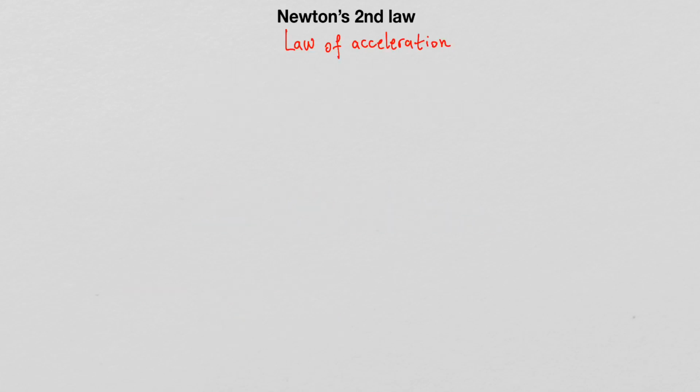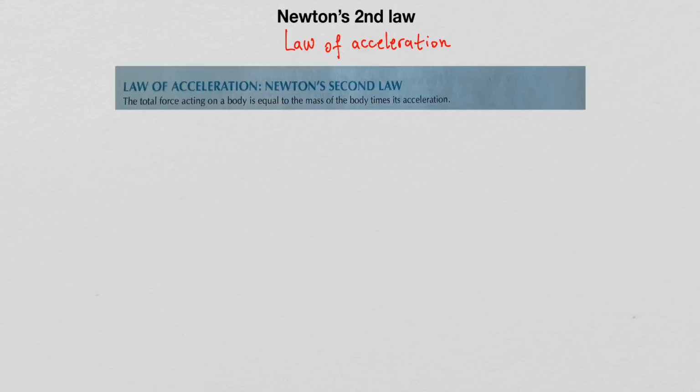Now we are ready to discuss how forces affect the motion of objects with certain mass. The statement is presented by Newton's second law, which is also known as the law of acceleration. So the statement of the second law is that the total force acting on a body is equal to the mass of the body times its acceleration. The formula that represents the second law is that the force F is equal to the product of the mass m of the object and its acceleration a.